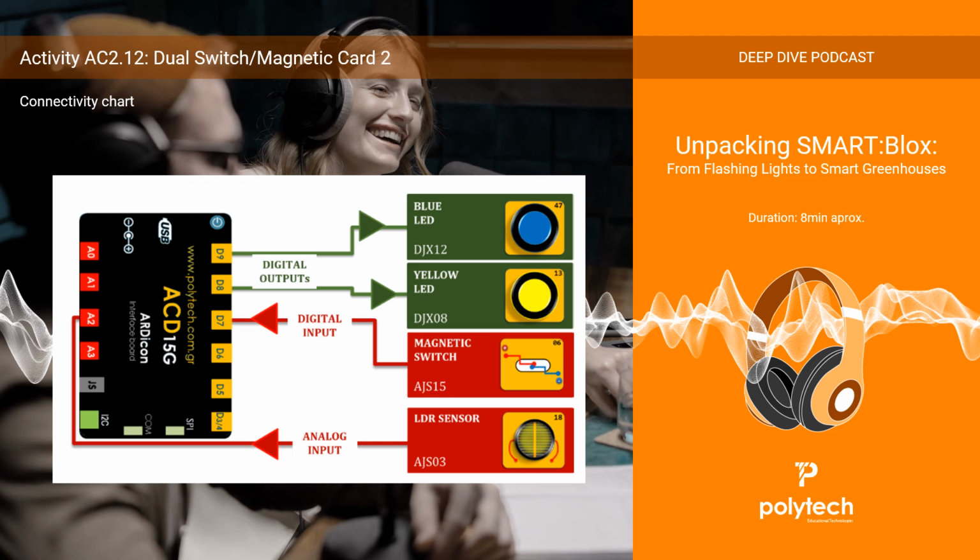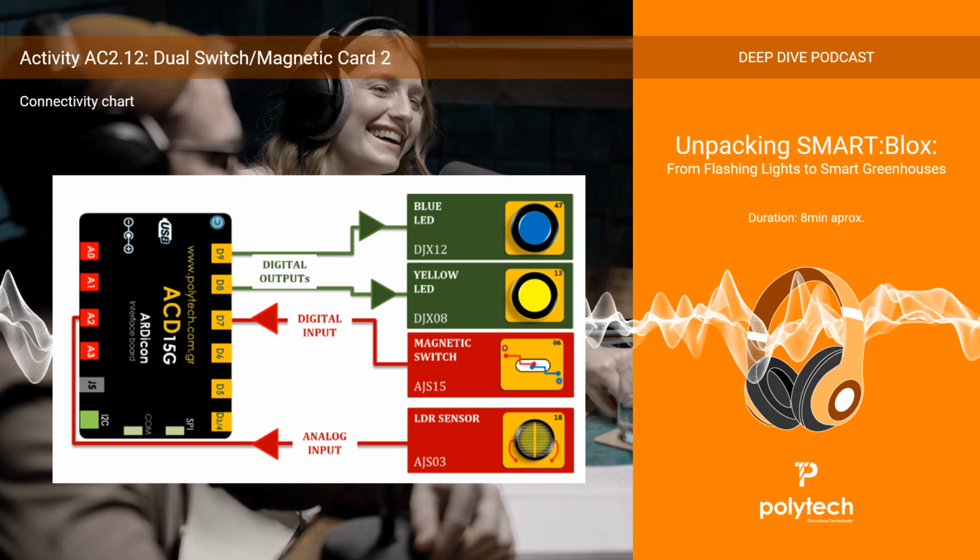Interesting. And if the magnet isn't there? That's the top level else. If the magnetic switch is off, then both LEDs are off, regardless of the light level. Wow, okay, so you really see progression there. From simple flashing lights to reacting to buttons, then sensors, then multiple sensors, and complex nested logic.